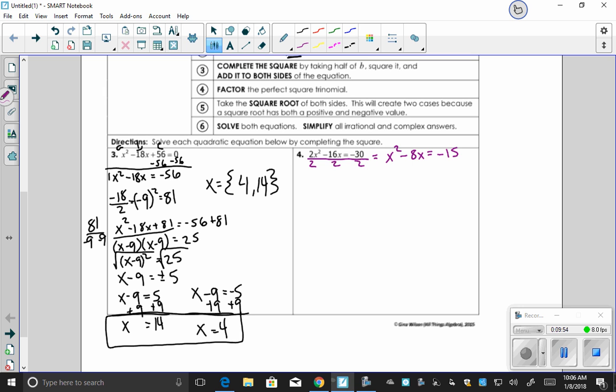Complete the square by taking half of b. So I'm taking negative 8, divide by 2, and I get negative 4. Square it. Negative 4 squared is positive 16. So that when I add it in, I'm going to have x squared minus 8x plus 16 equals negative 15 plus 16.